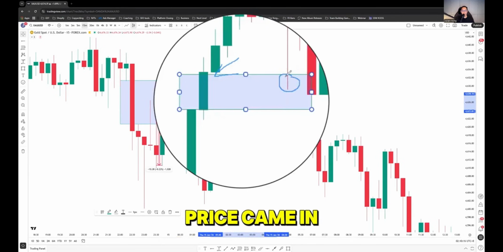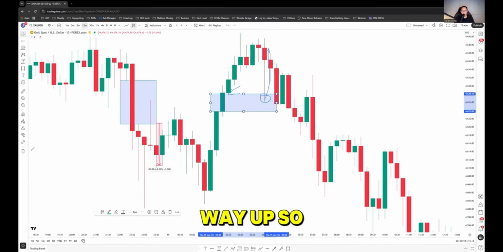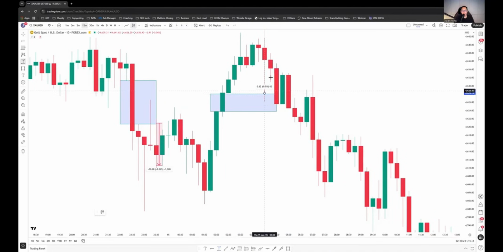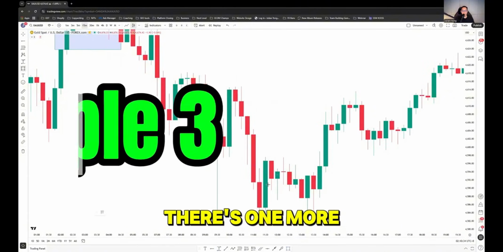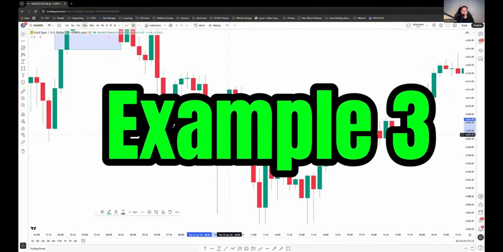Look at this. Price came in, tapped, went all the way up. So how many pips is this? This is actually 90 pips movement. There's one more here as well.